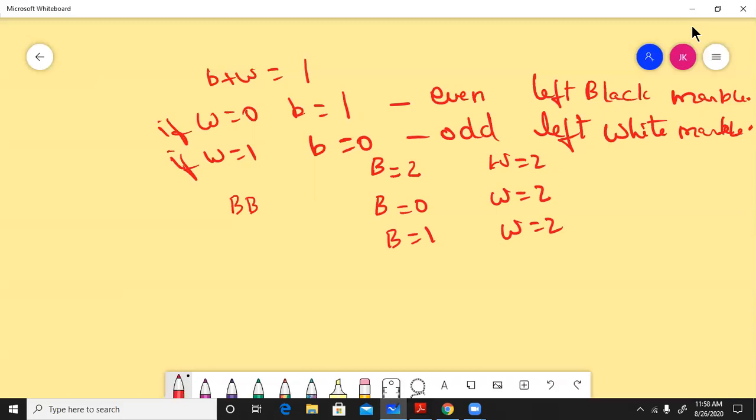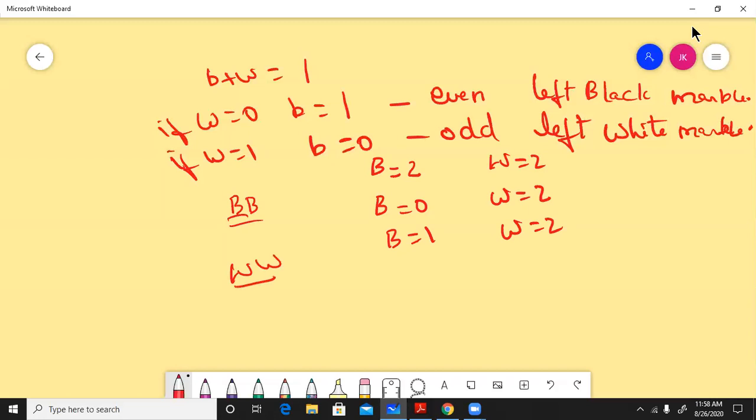Now, there is a possibility of either taking 1 black and 1 white. There is no possibility of taking 2 blacks, because I have only 1 black at the end of this. So I cannot take 2 blacks. Either I can take 2 whites or I can take 1 black and 1 white. Assuming I'm going to take off 2 whites.